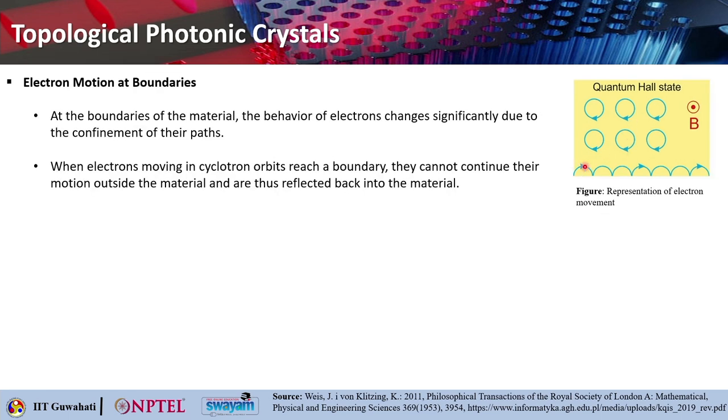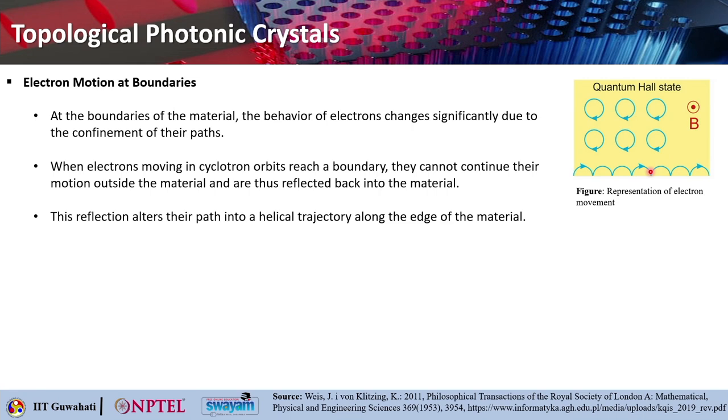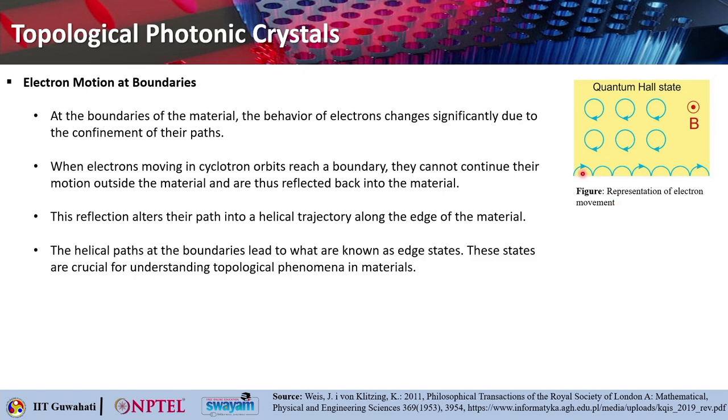Fine. Now, what happens to the electrons at the boundaries? At the boundary of the material, the behavior of the electrons changes significantly because their path is confined. When the electron moving in the cyclotron orbit reaches a boundary, it cannot continue its motion outside the material because there is no material there. Rather, it reflects back and it continues like this. This reflection alters their path from a circular trajectory to a helical trajectory along the edge of the material. These helical paths at the boundary lead to what are known as edge states, and these edge states are crucial for understanding topological phenomena in materials.